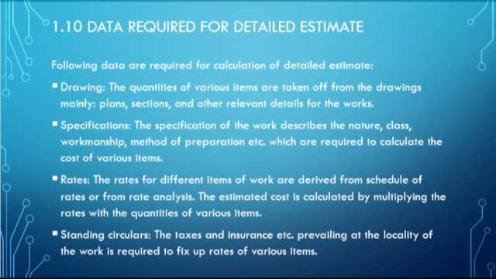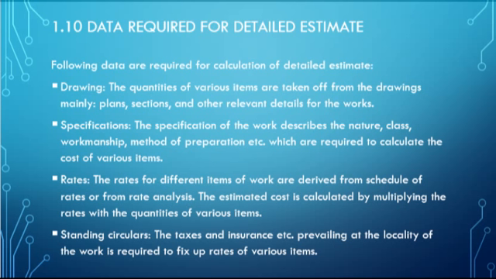Specification. The specification of the work describes the nature, class, workmanship, method of preparation, etc. that are required to calculate the various items. Specification means what type of process that you want. You want RMC concrete, or simply mixed concrete, that may be specified. Work, like what type of door, window, what category of work that you want, what type of workmanship that you want. That is the specification.